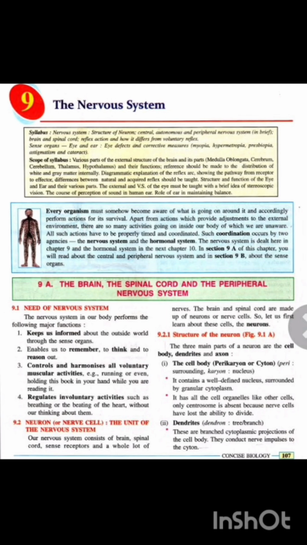The nervous system functions primarily as the control and coordinating center of our body. Okay, and why do we need the nervous system? If we talk about its functions, we have sense organs, and through these sense organs we can receive the surrounding, and we can gather information through it. So in this way, through our sense organs, it keeps us informed about the outside world. So this is the first function of the nervous system.